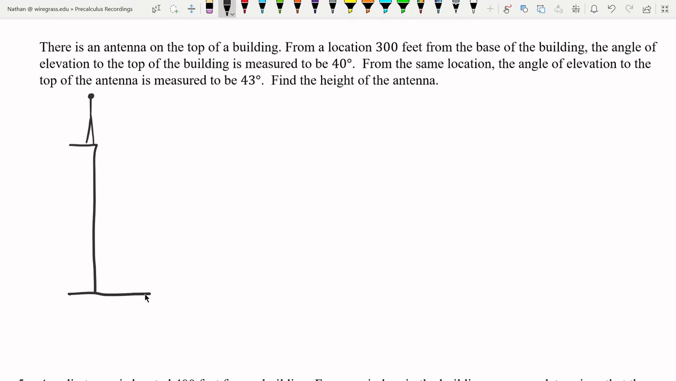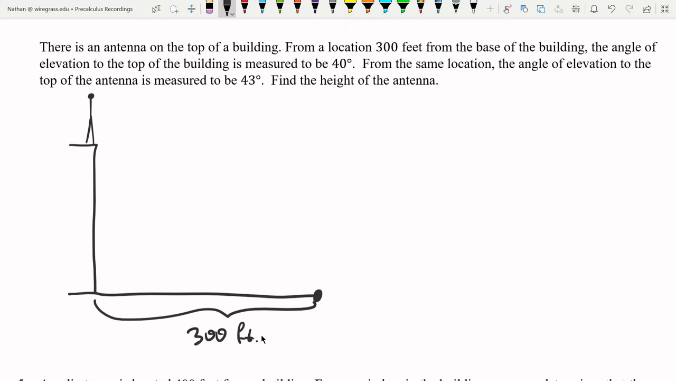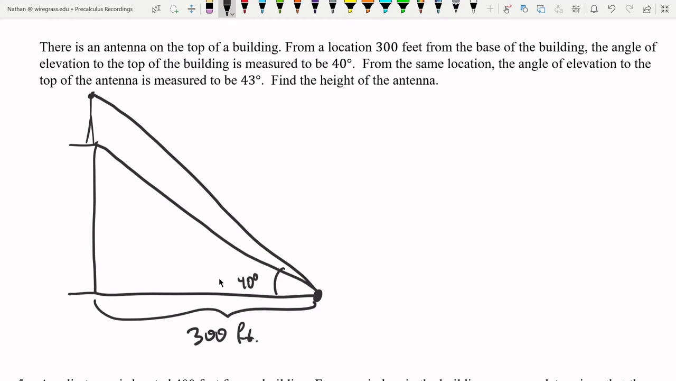So 300 feet from this base, let's say this position here, so this right here is 300 feet. The angle of elevation to the top of the building is measured to be 40 degrees. So this angle here, let's see if I can get it just about there. This is 40 degrees. And from the same location, this same vertex here, the angle of elevation to the top of the antenna is 43 degrees. So if we go all the way to the top of the antenna, this angle is 43 degrees.